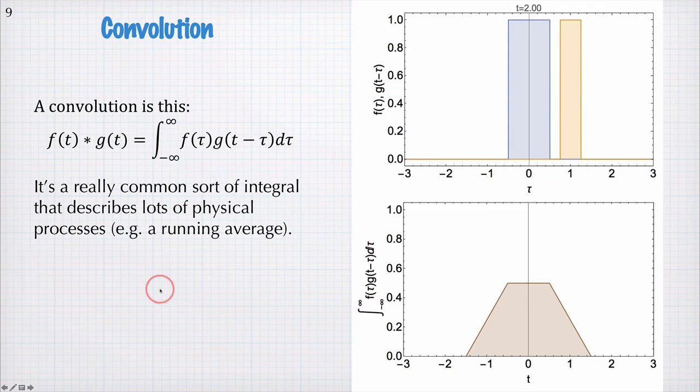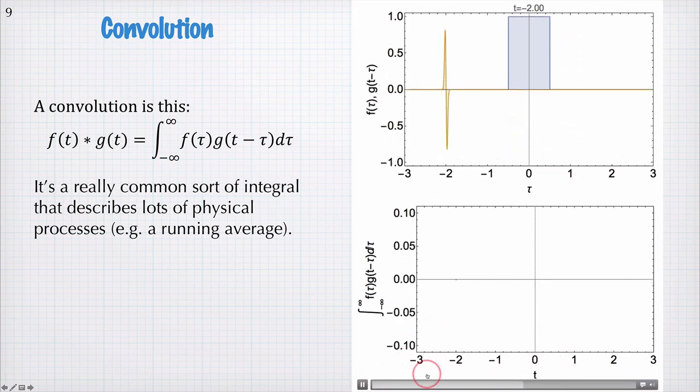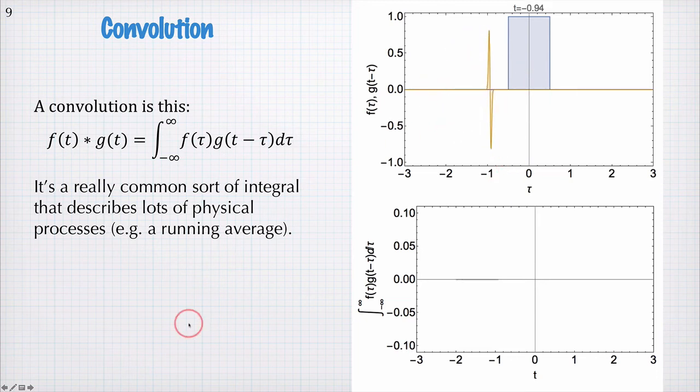So it's a really common sort of integral that describes a lot of physical processes, and this one here, for example, would be a running average. So you've got some function in blue, and you can take a running average over some width defined by this yellow function here, and then this function down below would be the running average of this blue function, where you're taking the running average over this box width here. And as I mentioned before, this other process here would be an edge detection algorithm, where you use the convolution with this particular shape here to detect the edges of some shape.